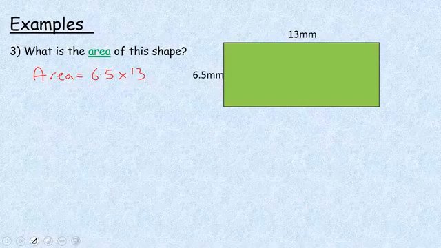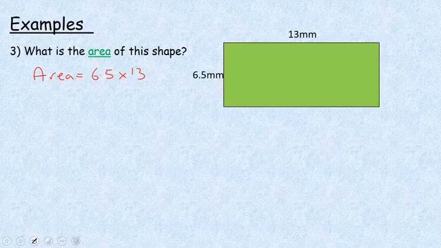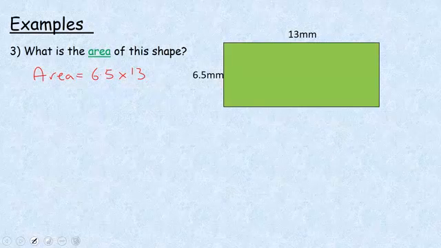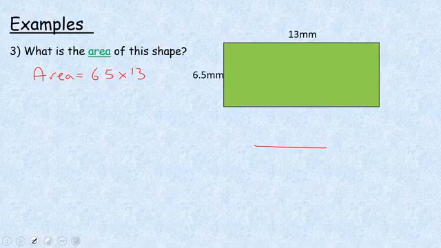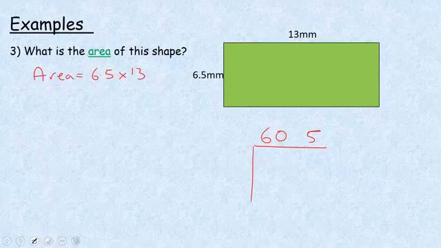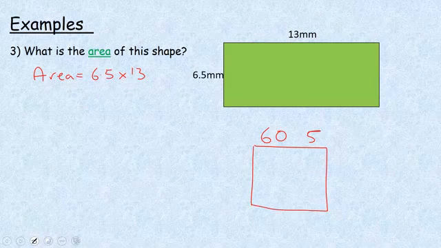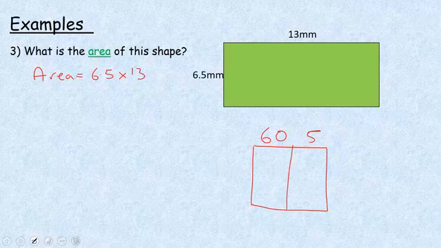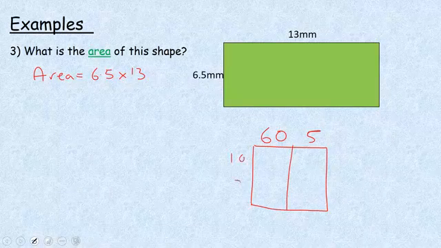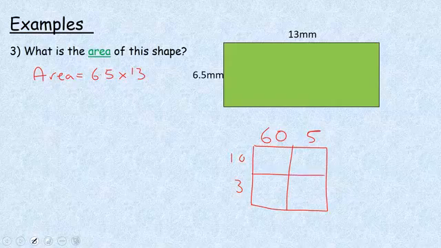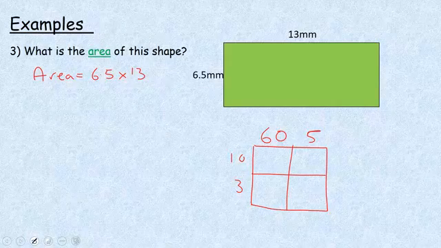So firstly, I'm going to ignore the decimal point in 6.5 and think of it as 65, which I can partition to 60 and 5. And my other length, 13, I can partition that to 10 and 3. So I'm going to fill this in now.